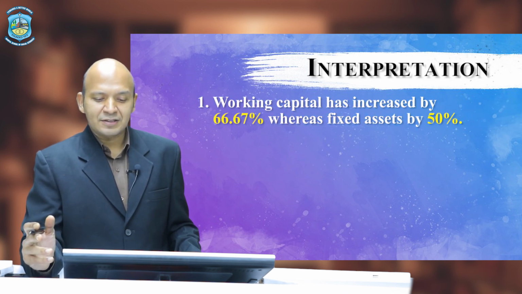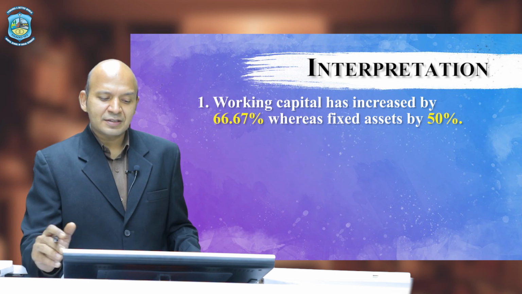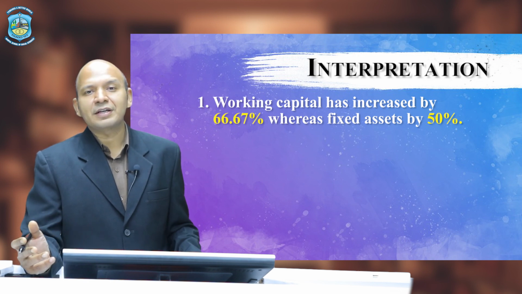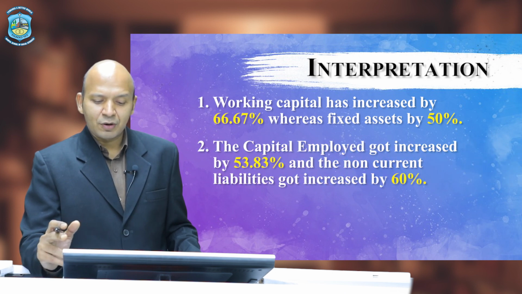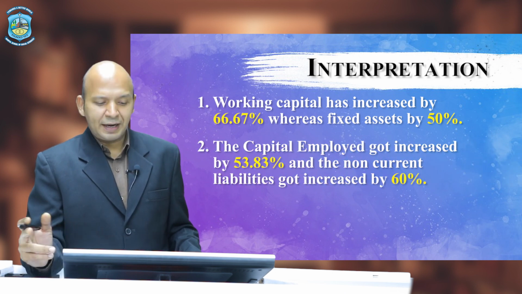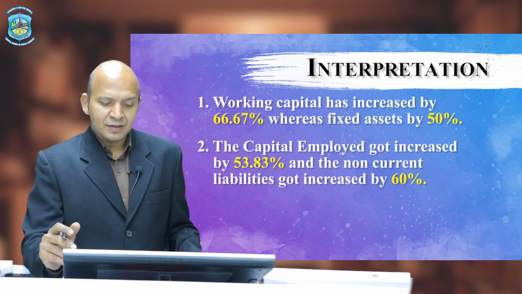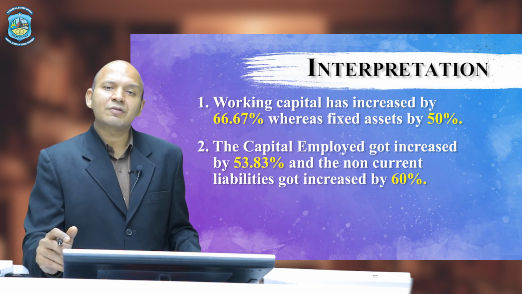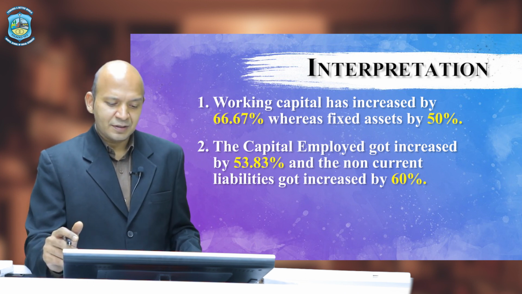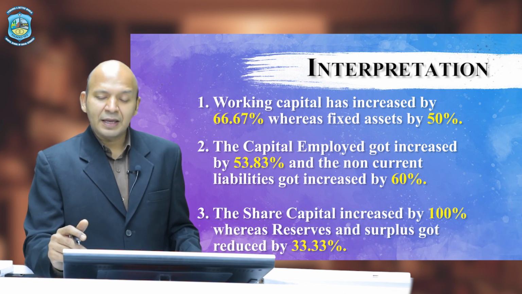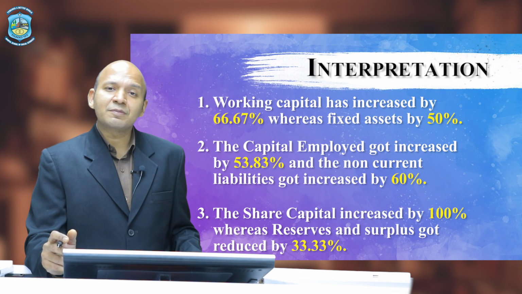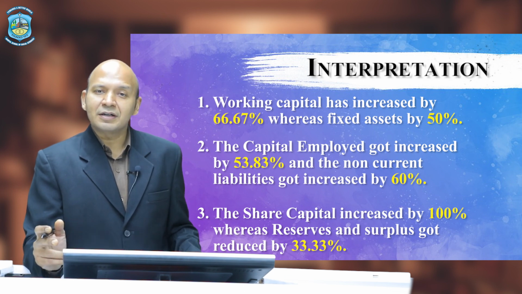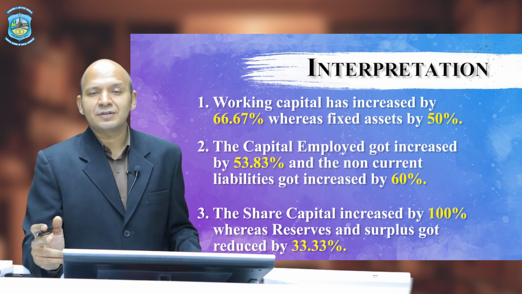The above analysis reveals the following points. Working capital has increased by 66.67%, whereas fixed assets got increased by 50%. The capital employed got increased by 53.83%, and the non-current liabilities got increased by 60%. The share capital increased by 100%, whereas reserves and surplus got reduced by 33.33%.